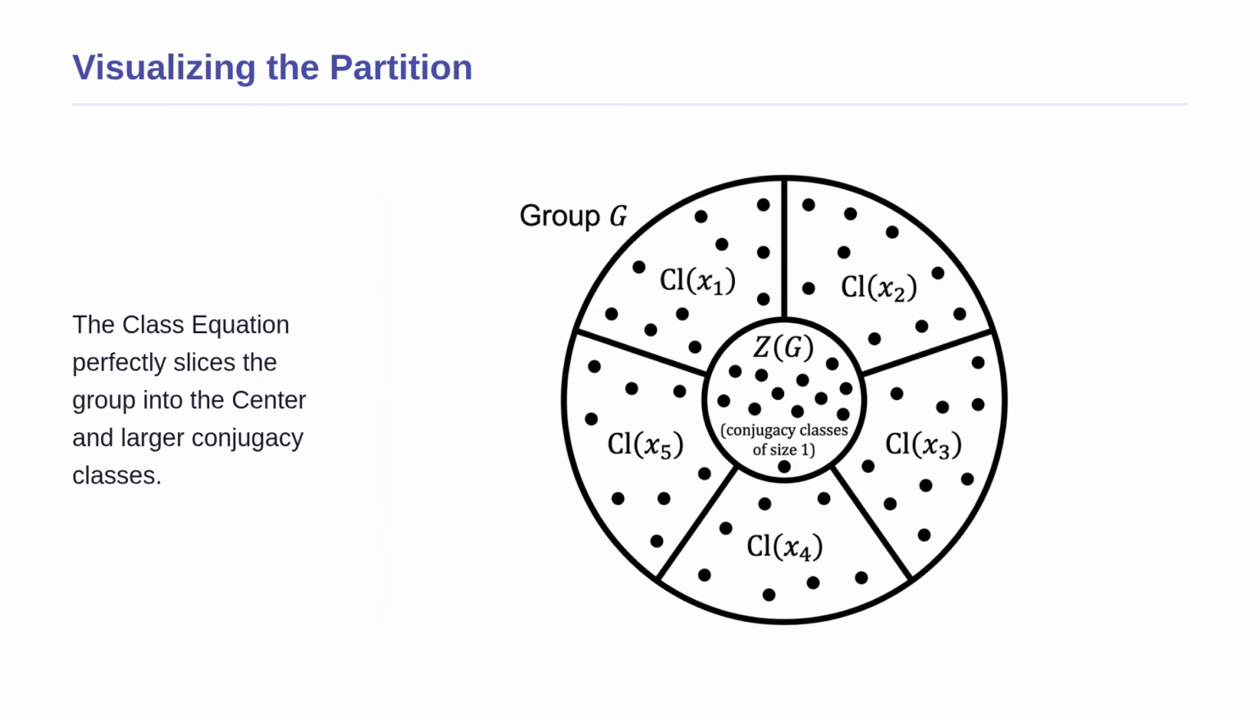The outer wedges are the larger conjugacy classes, like class of x1 and class of x2. No element is left behind and no element is counted twice. This visual perfectly captures what the equation does.